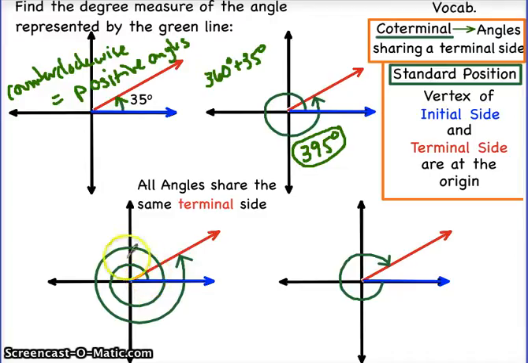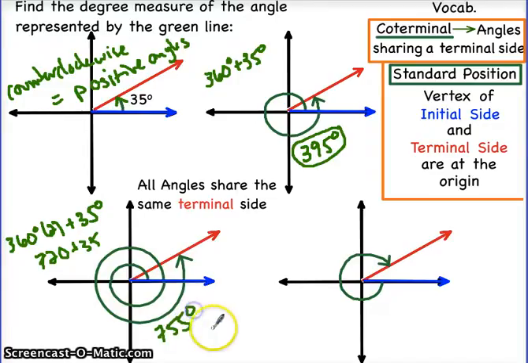If you travel 2 times around, again you're going 360 degrees, but you're doing so twice, and then traveling that additional, again, 35 degrees. So 720 plus 35, this entire angle all put together, around twice, plus the extra, will be a 755-degree angle. Again, considered coterminal with 395 and coterminal with 35.